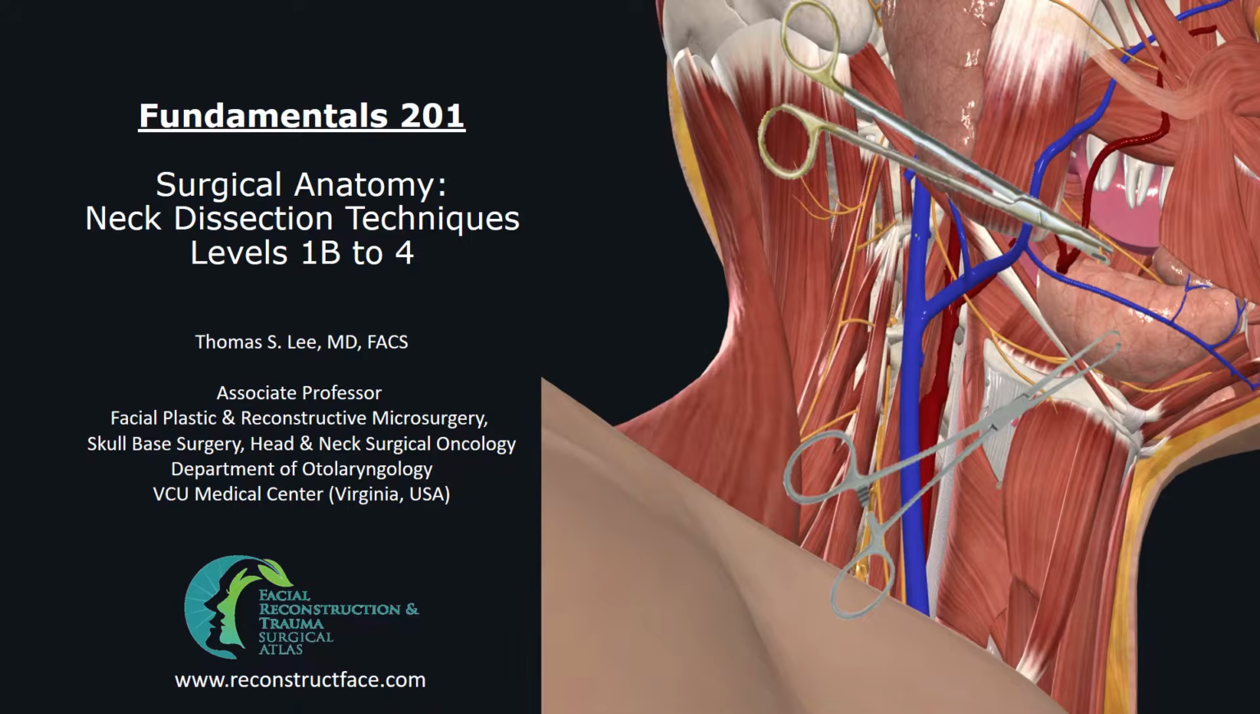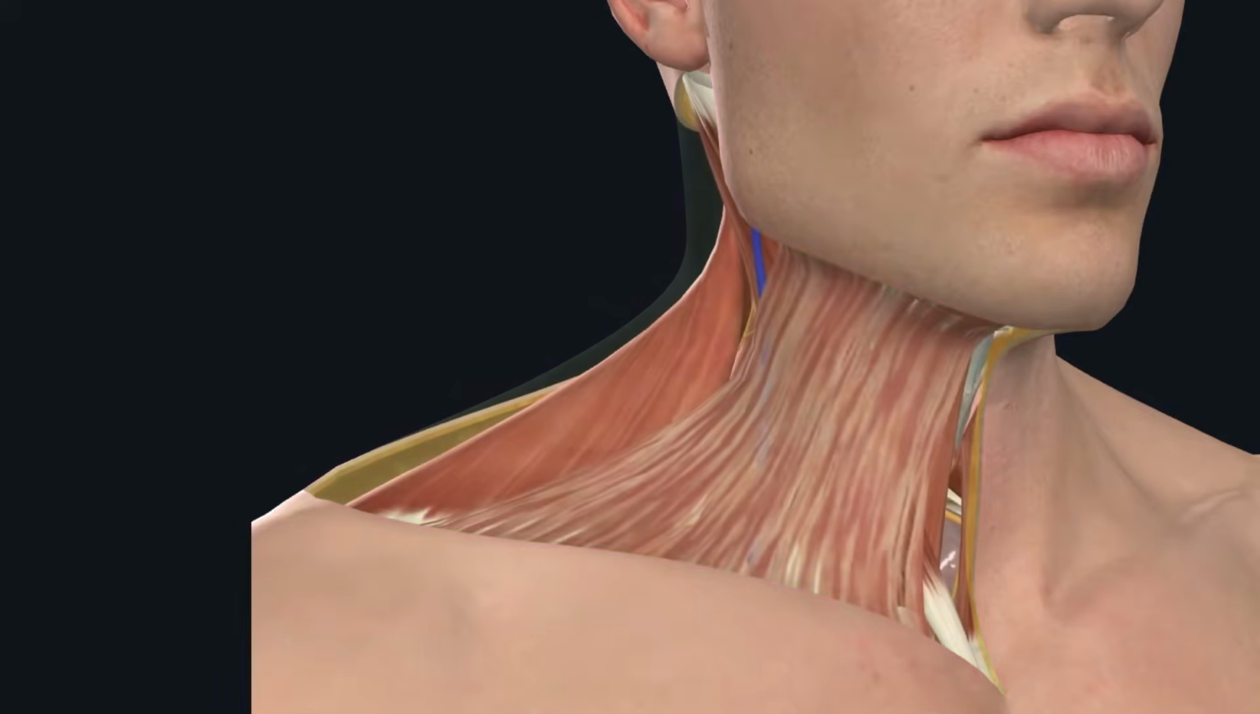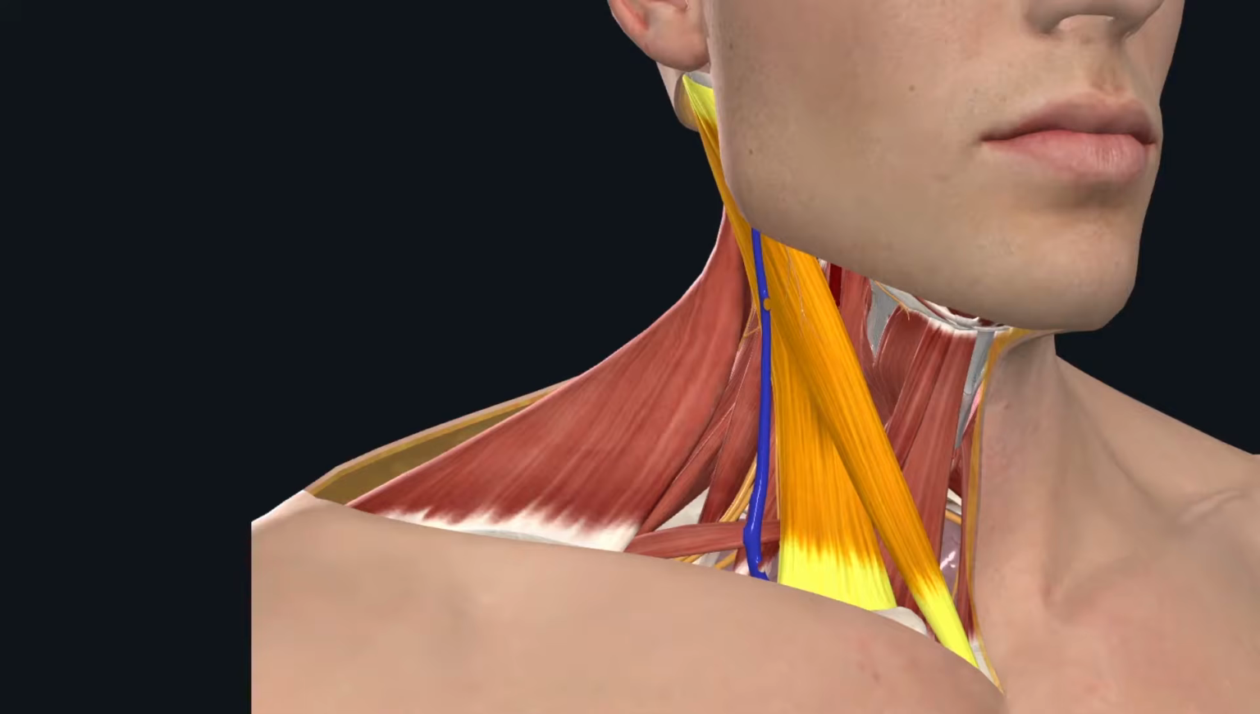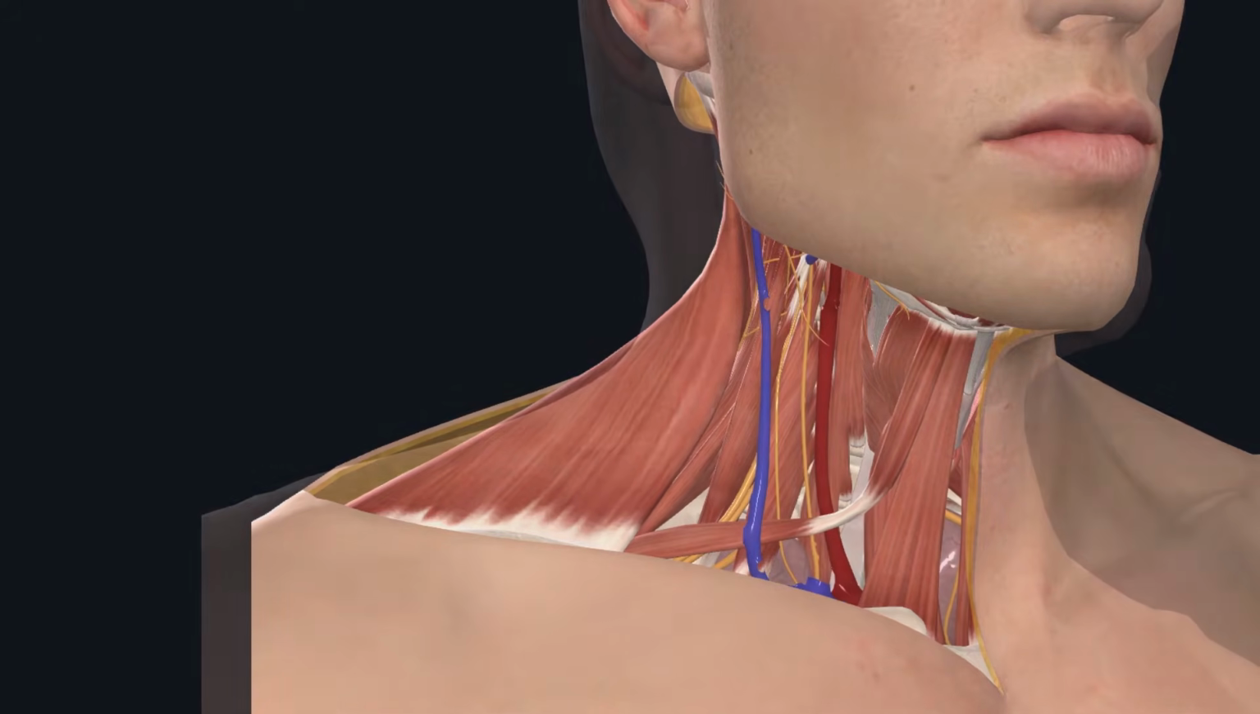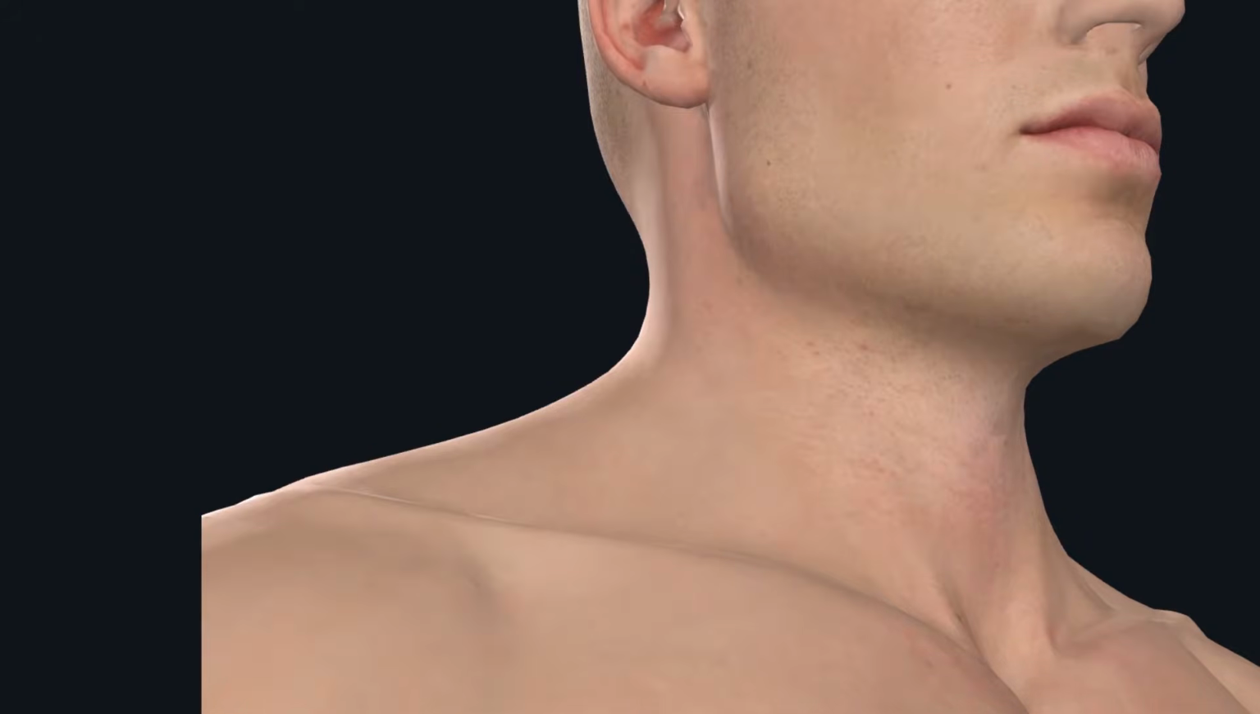Level 1 through 4 neck dissection techniques. When you start learning neck dissection, it's important to think of it in layers and what structure is located adjacent to another structure. With that in mind, I'll share with you my surgical approach for neck dissection.